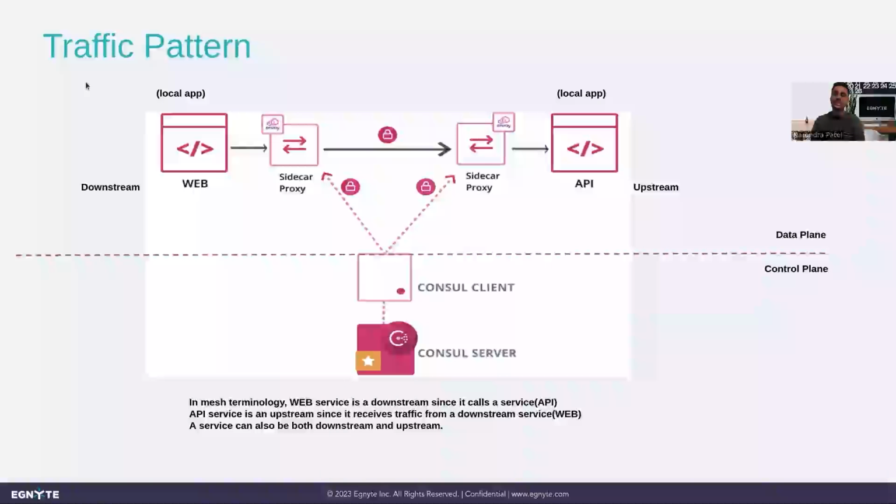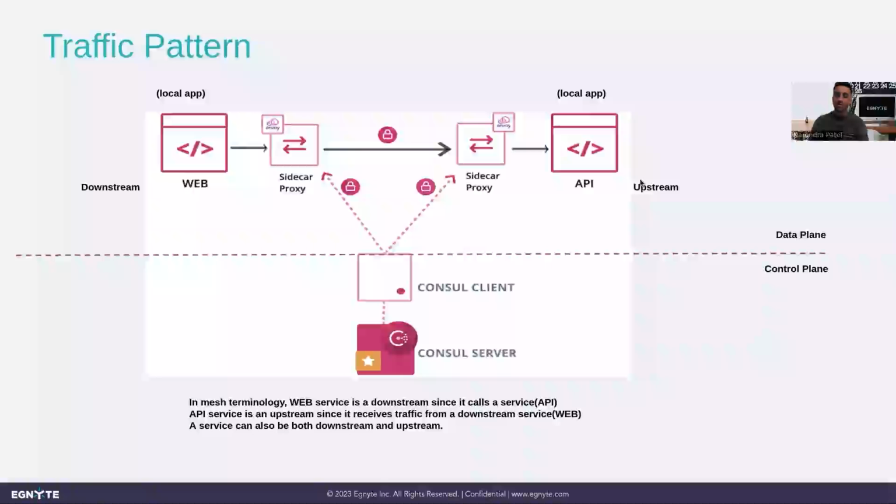Also, a bit of other terminology around service mesh. The application for the sidecar is called its local app. So for this sidecar, the web application would be its local app, and for this sidecar, the API application would be its local app. Also, the application that makes an outbound connection is called the downstream application, and the application which receives the traffic inbound is called the upstream application.